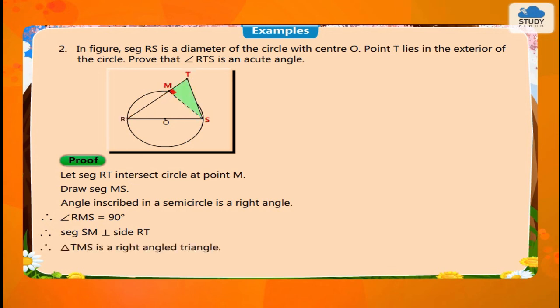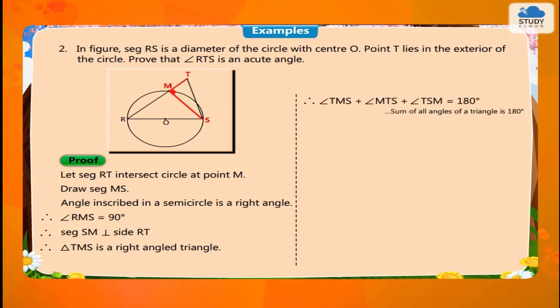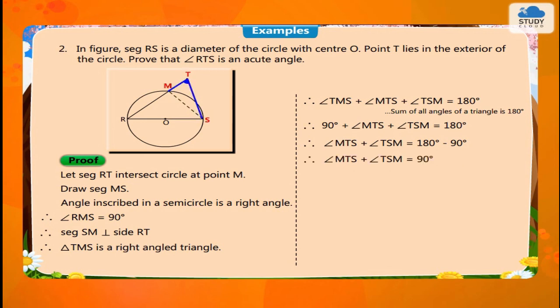Therefore, triangle TMS is a right angle triangle. Therefore, angle TMS plus angle MTS plus angle TSM is equal to 180 degree. Therefore, 90 degree plus angle MTS plus angle TSM is equal to 180 degree. Therefore, angle MTS plus angle TSM is equal to 180 degree minus 90 degree. Therefore, angle MTS plus angle TSM is equal to 90 degree. Therefore, angle MTS is less than 90 degree. That is, angle RTS is less than 90 degree. Therefore, angle RTS is an acute angle.